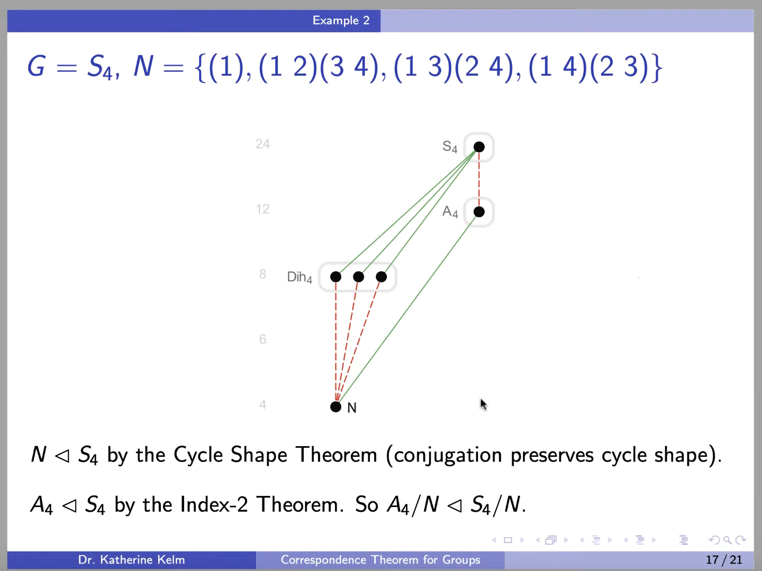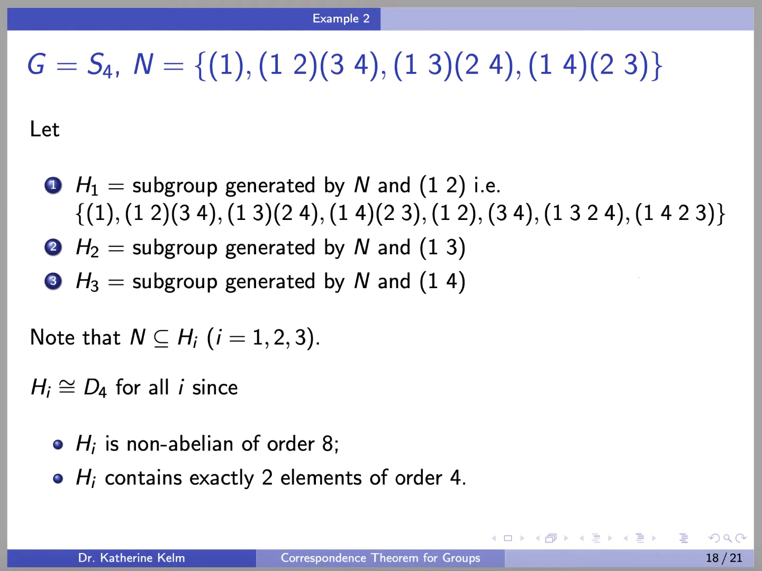Now let's analyze the other subgroups of S4 that contain N. A4, the alternating group, is normal in S4, again by the index 2 theorem. So by the correspondence theorem, A4 mod N is normal in S4 mod N. So that leaves these other 3 subgroups here. What are they? Well, they are these groups right here.